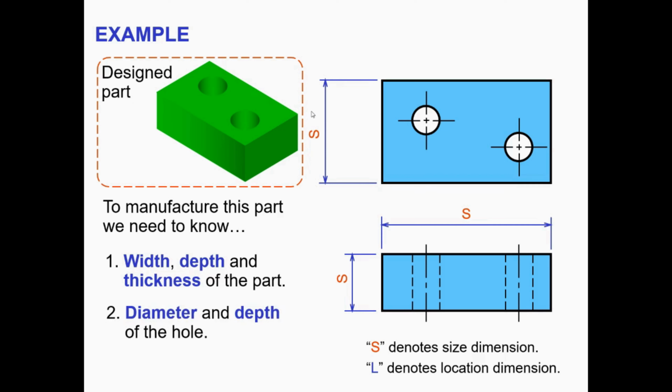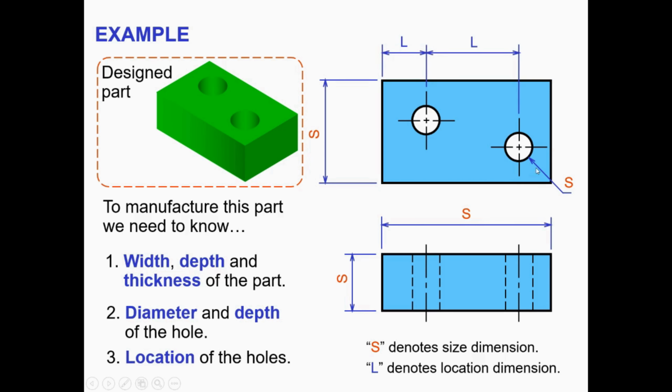Number two, to manufacture, you need to know the diameter and depth of the hole. So these broken or hidden lines here represent the depth of the hole that you see in the front view. So this is the front view, this is the top view. And the last one, location of holes, you should be able to determine the location of the holes with respect to the size.